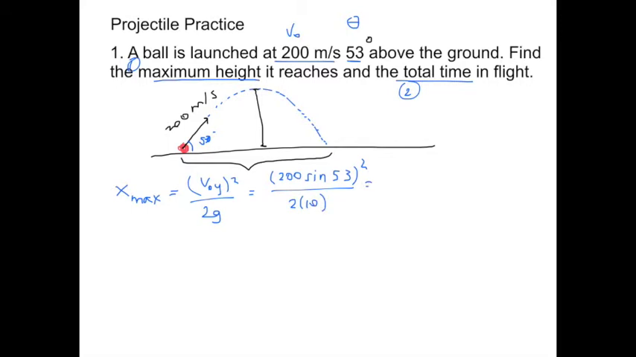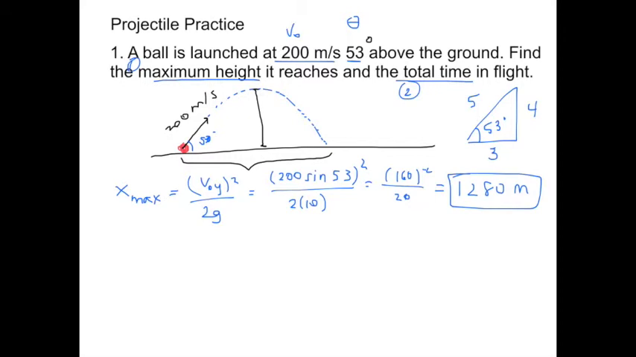So 200 sine 53, I'm using the angle 53 degrees because it's roughly the angle in a 3, 4, 5 right triangle. We have 53 degrees. So this just makes the sine and cosine easier to calculate. So we'll call the sine of 53 degrees roughly 4/5. So we get 4/5 of 200. That's 160 squared divided by 20. And then we can simplify this. We get that the maximum height is 1,280 meters. That's how far the projectile reaches above the ground before falling.